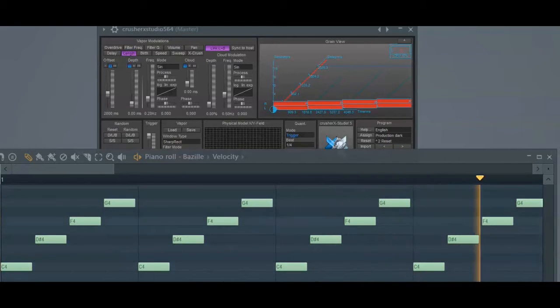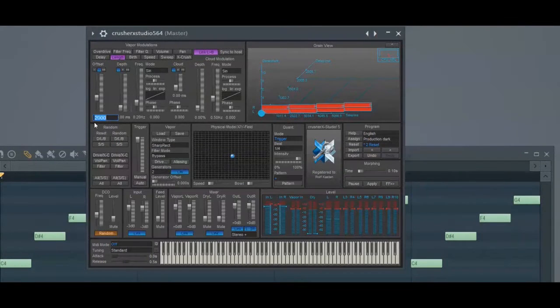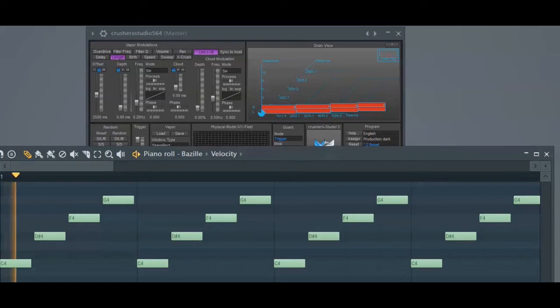Let me approach the trigger mode by collecting some phenomena first, before it comes to explanations. Therefore, I increase the grain's length to 2500 milliseconds, 500 milliseconds or 1/16th note longer than the difference between two quantization points.